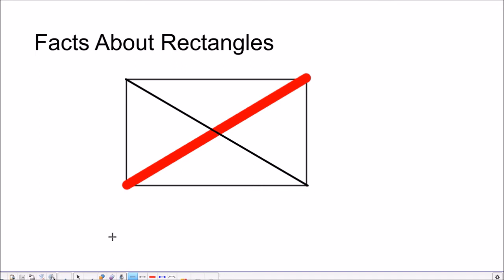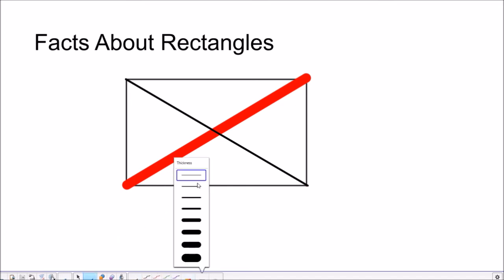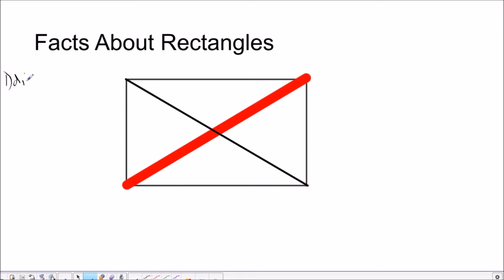Okay, so I hope that you can see that these are the same. They are congruent. So that's going to be the first thing we're going to write down here. We're going to write down that the diagonals of a rectangle are congruent. So facts. Number 1, diagonals are congruent. Okay, that's number 1.